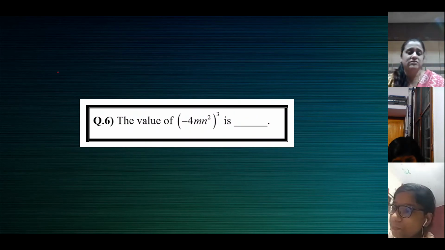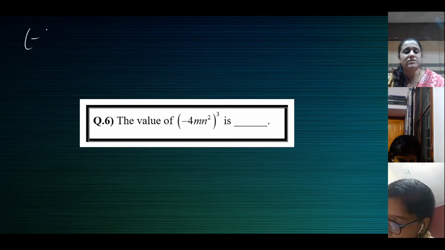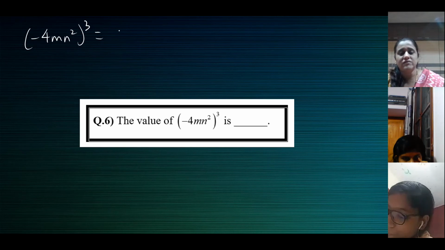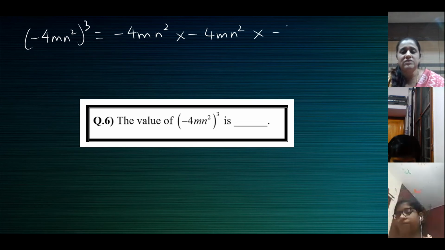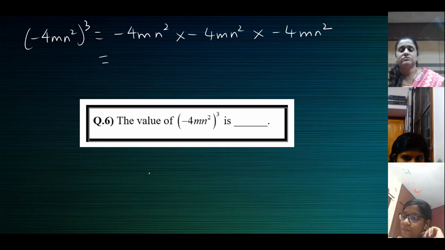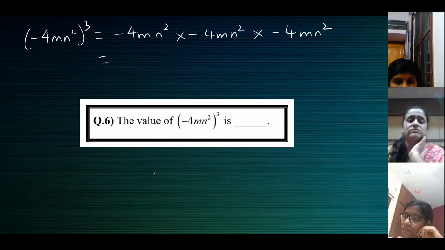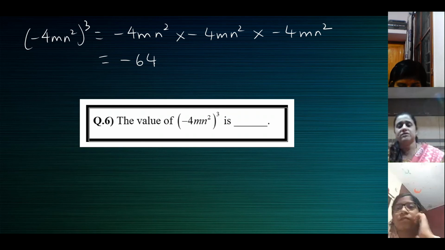Understand like this. Whatever is inside the bracket is multiplied with itself 3 times. The power is 3. Whatever is inside the bracket is multiplied with itself 3 times. Now tell me what's the answer? Ma'am, minus 64mn square. Minus 64 is correct.